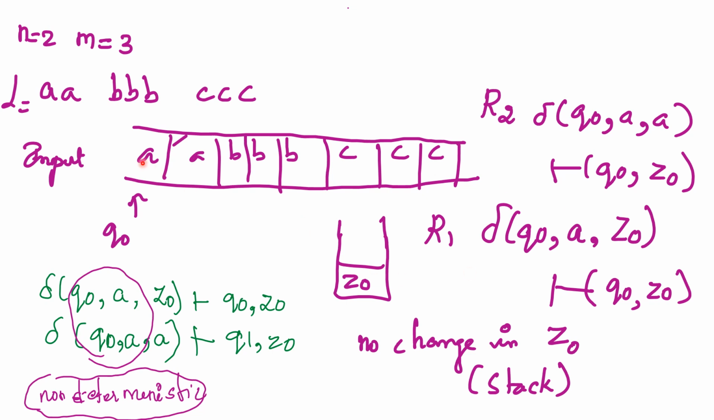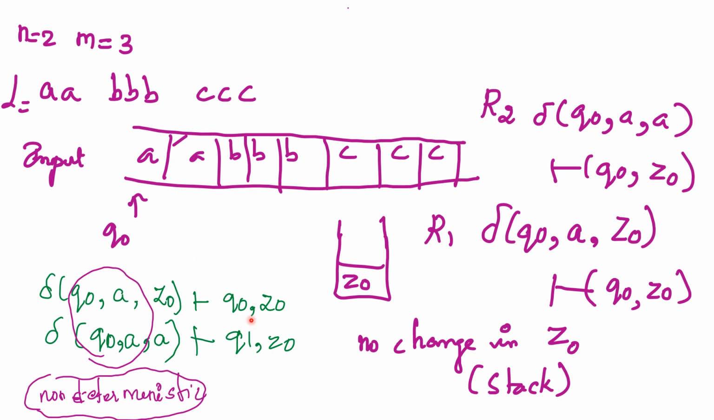What will happen if you are reading a? The stack symbol is Z0, and there are no other possibilities, so you simply move the state. No need to push the element onto the stack. So why are we saying this is non-deterministic? Suppose we are reading q0, a, Z0, so you simply keep the same state.